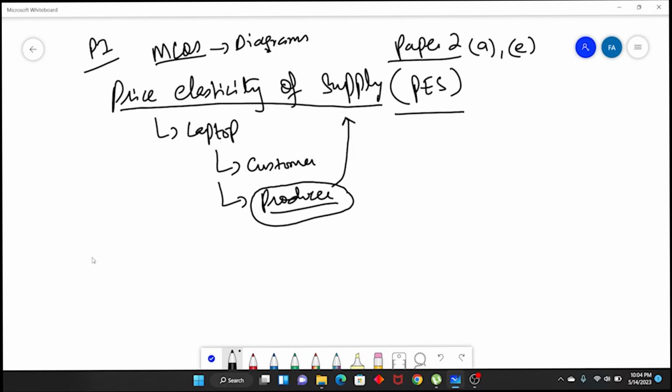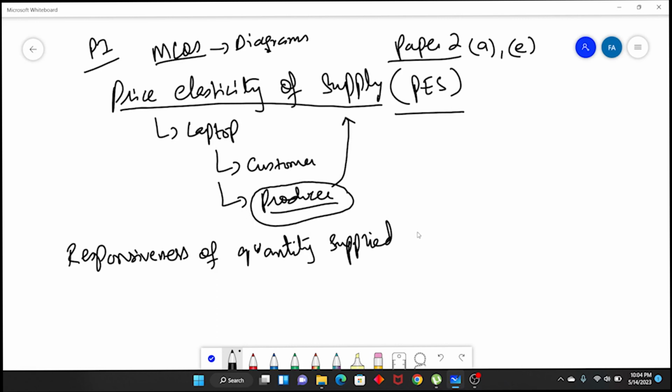But before we proceed on to the formula, what does price elasticity of supply say? It is the responsiveness of quantity supplied to a change in price, or due to a change in price. You could use either of these sentences. Responsiveness of quantity supplied to a change in price. What do you mean by this?